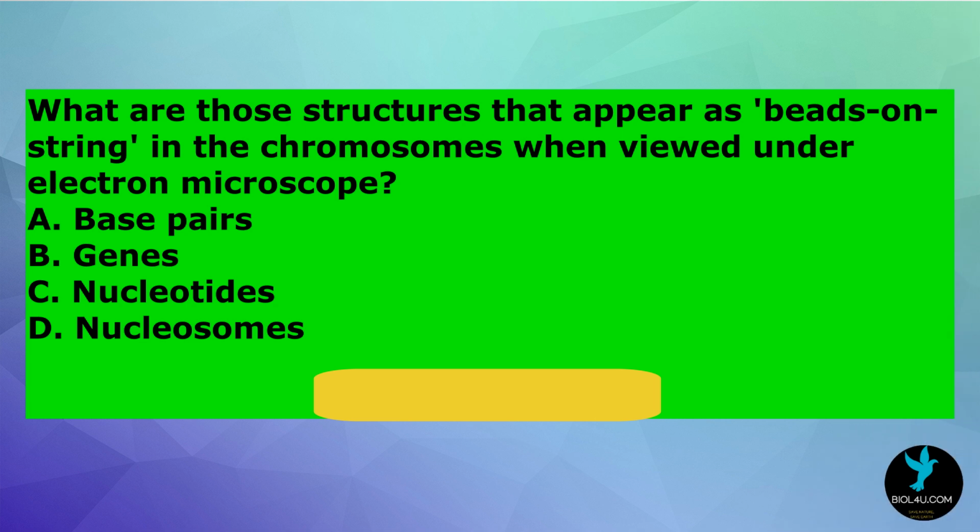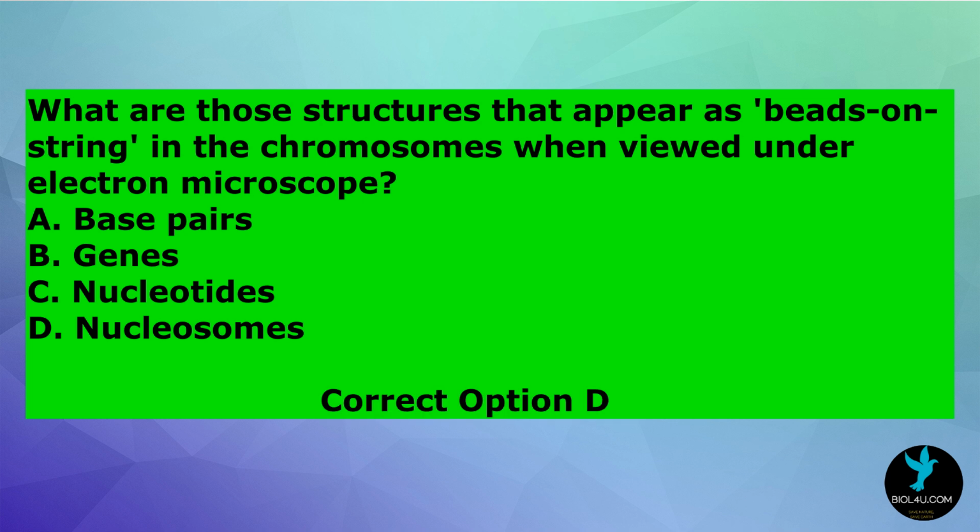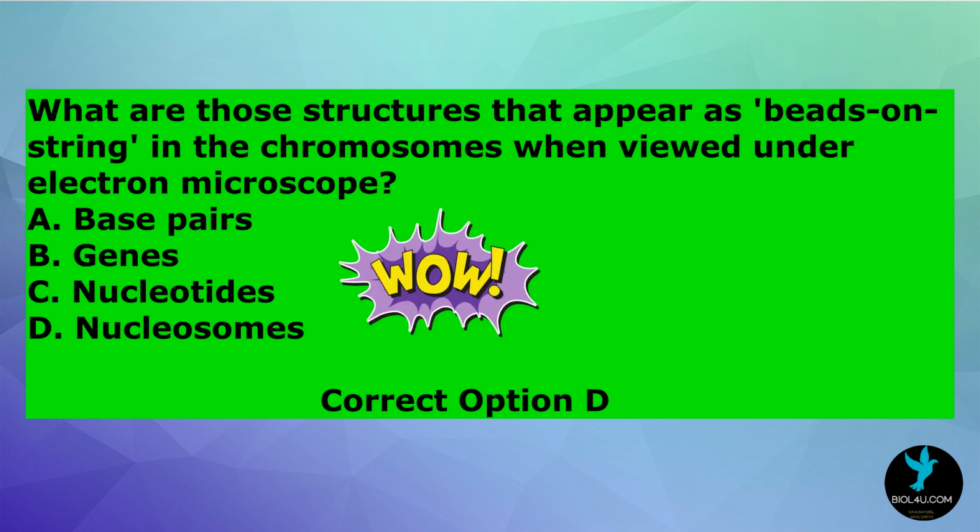Question number 3. What are those structures that appear as beads on string in the chromosomes when viewed under electron microscope? Option A. Base pairs. Option B. Genes. Option C. Nucleotides. Option D. Nucleosomes. The correct option is D. Nucleosomes.